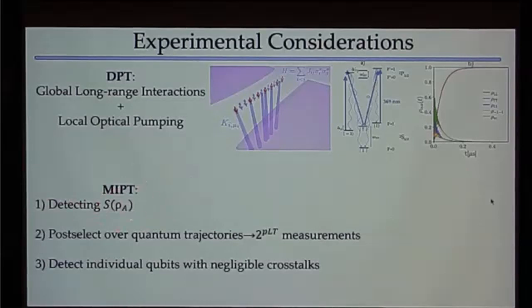We have to detect an observable that is non-linear in the reduced density matrix. We have to post-select over quantum trajectories, as we've seen in the talk of Ehud Altman. This means that once we measure, we only want to average when we get the same measurement outcome, and this creates an additional exponential overhead on the number of measurements that you have to do in general. And then we also have to detect individual qubits with negligible crosstalk.